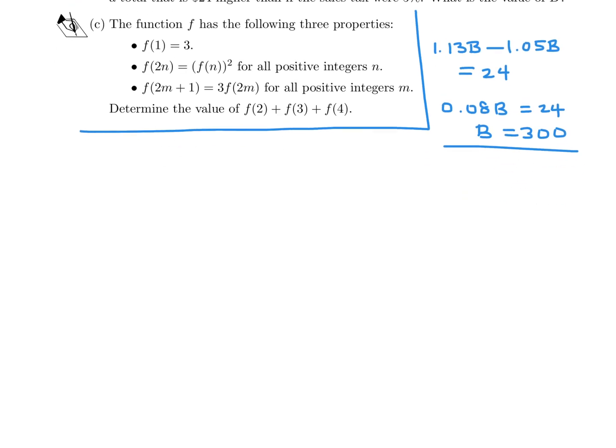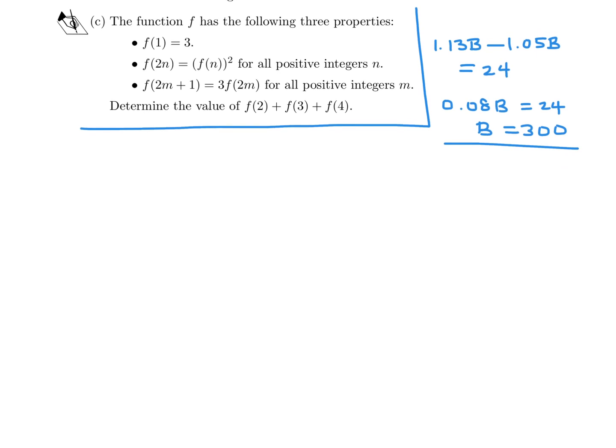Part C, the function f has the following properties. F at 1 is 3, f at 2n is f at n all squared, and f at 2n plus 1 is 3 times f at 2n. What is the value of f at 2 plus f at 3 plus f at 4?